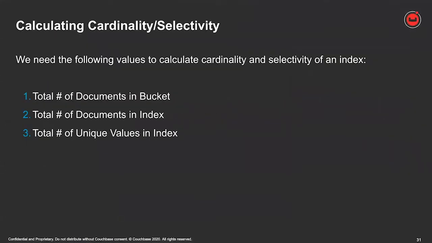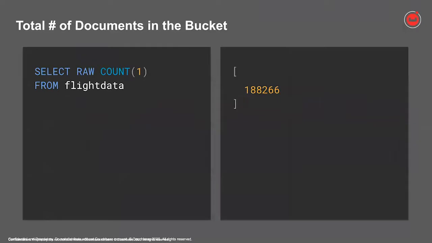So to calculate cardinality and selectivity, we need to know 3 things, which is the total number of documents in the bucket, the total number of documents in the index, and the total number of unique values within that specific index. So the total number of documents in our bucket in this case is 188,266.